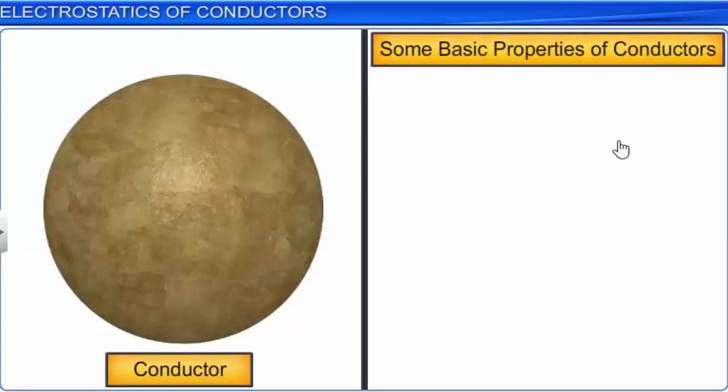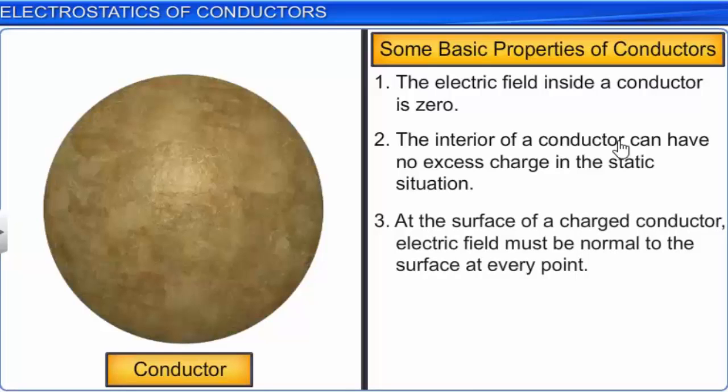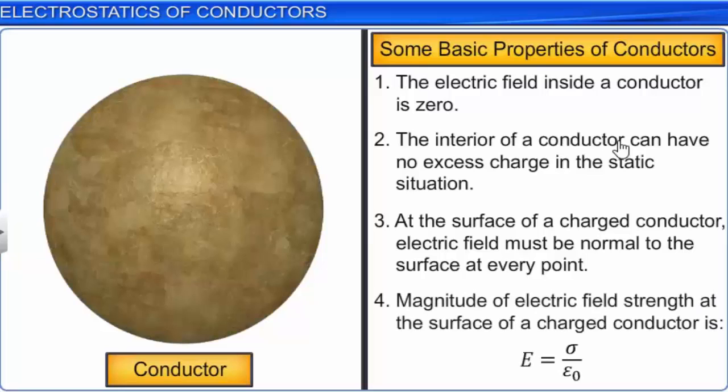Some basic properties of conductors that are in electrostatic equilibrium are: the electric field inside a conductor is zero. The interior of a conductor can have no excess charge in the static situation. At the surface of a charged conductor, electric field is normal to the surface at every point. Magnitude of the electric field strength at the surface of a charged conductor is E equal to sigma by epsilon naught.